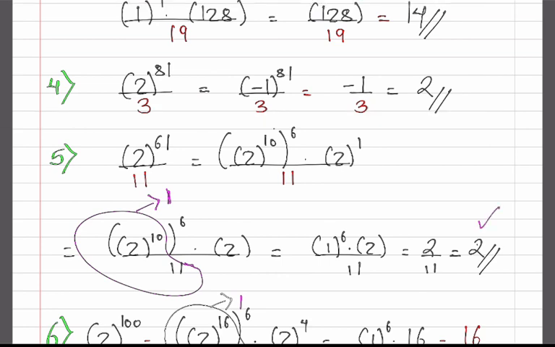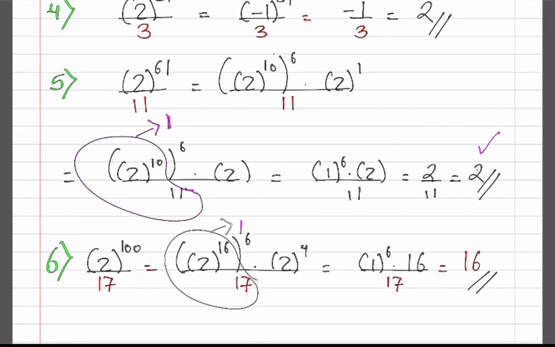Okay, just brushing up through all the concepts so that you get the idea of how to solve remainders easily. Similarly, I have 2 raised to 100 divided by 17. I'm happy it's a prime number. I need a 16 here. 16 into 6 is 96.